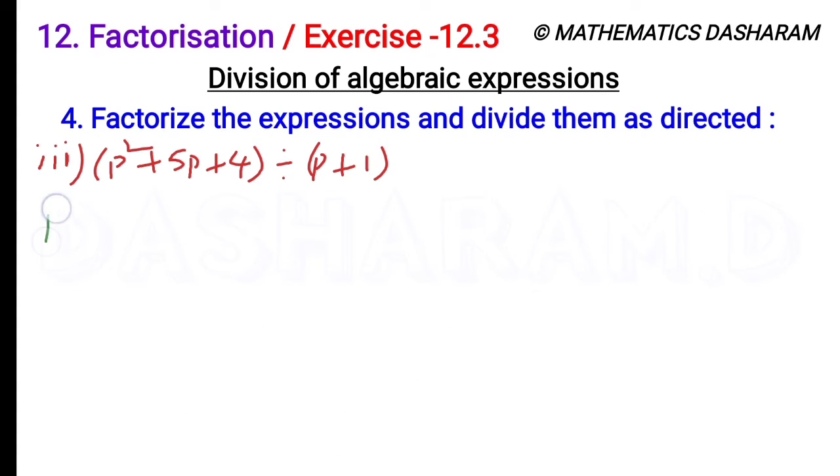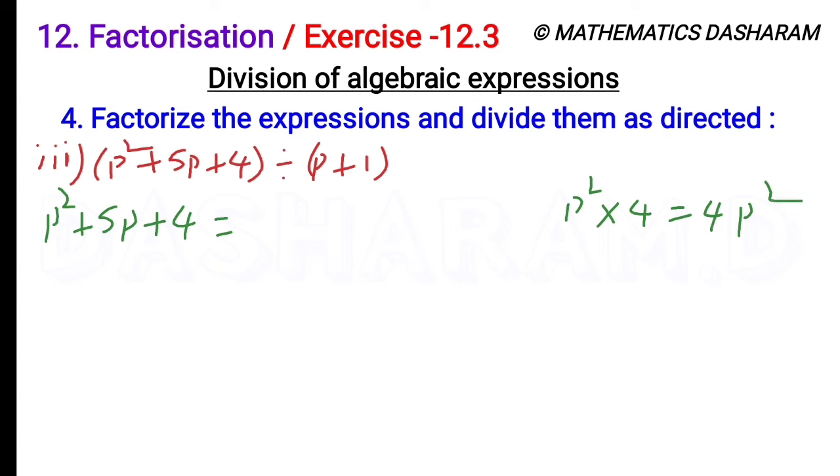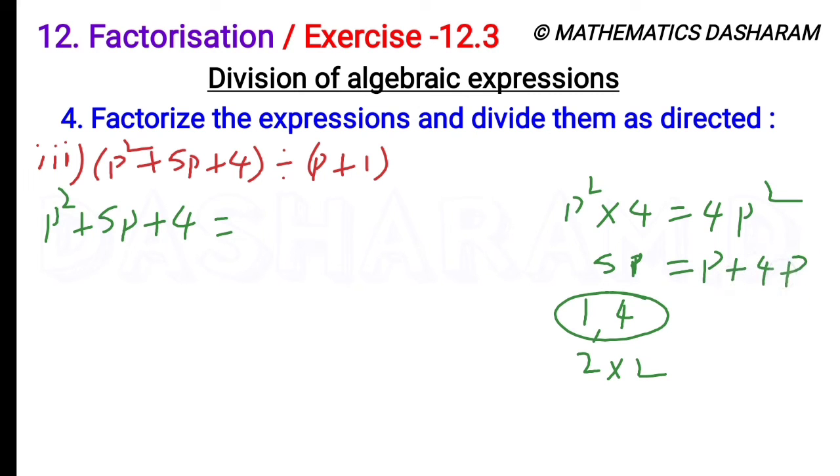Third question, p square plus 5p plus 4 divided by p plus 1. So here the product of the first and last terms p square and 4 is 4p square, and the second term is 5p. So the 4 comes in one table, 1 four is 4, next 2 twos are 4. In this, 1 comma 4 is suitable, so that means p plus 4p. So here p square plus p plus 4p plus 4.